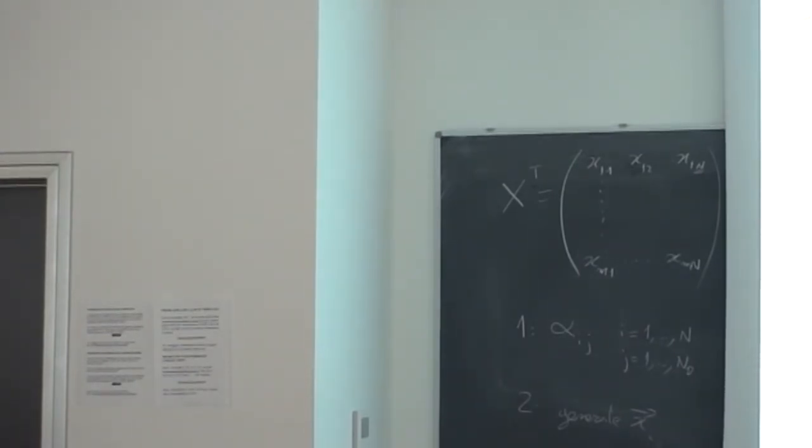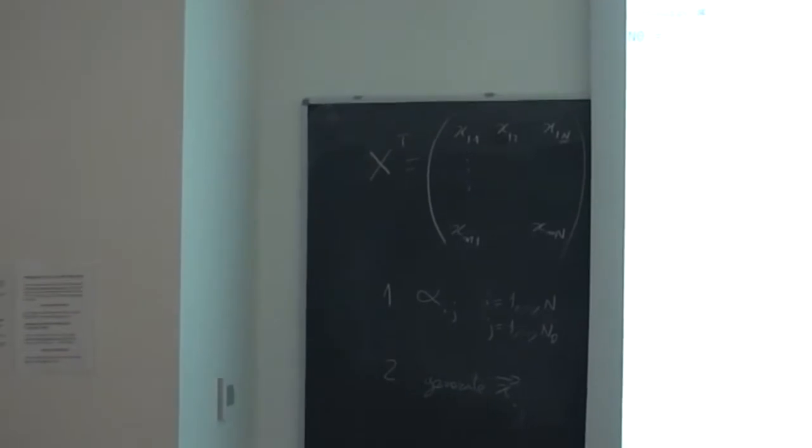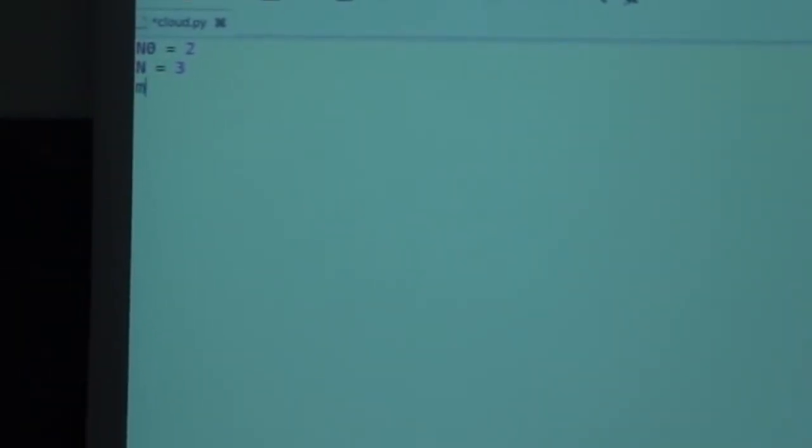So first of all, let's define some constants. For example, in order to see things on the screen, I would like n0 to be 2, while n is 3. I want to embed a two-dimensional cloud of points in a three-dimensional space. But I also want to keep the code general enough to change it later. And maybe I want to generate 100 points.